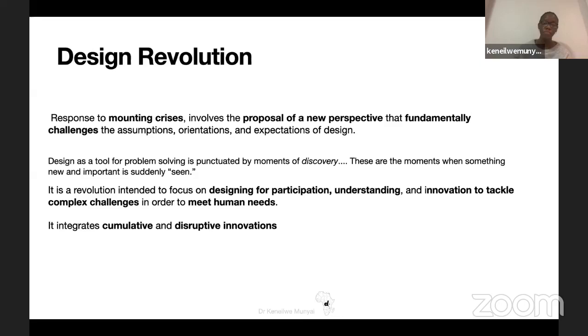Okay. So when we're talking about a design revolution, it is a revolution that is intended on focusing on designing for participation, understanding, and innovation to tackle complex problems in order to meet human needs. And it integrates cumulative and disruptive innovation. So in some cases, we can use incremental approaches to innovate, whereas in some cases, there might be a need to disrupt systems or disrupt what already exists.